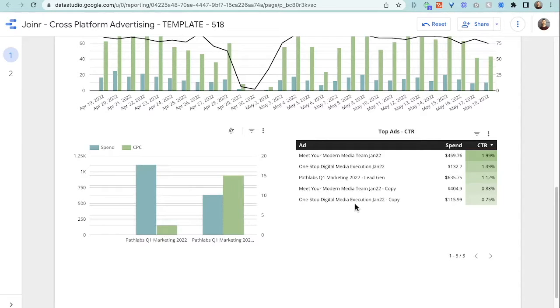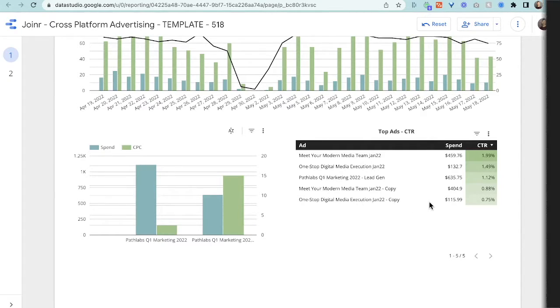And the best part, I can customize this entire template to add my own charts, graphs, and breakdowns, all with just a few clicks.